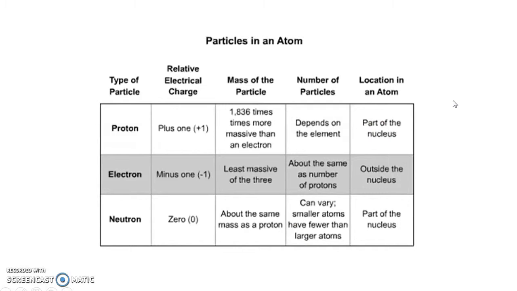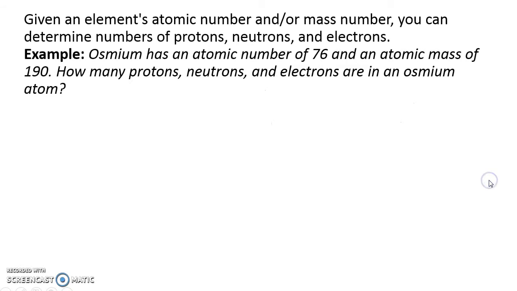If you guys want to pause right here and review, this chart pretty much sums up everything I just talked about. And now I'm going to do 3 example problems for you guys. So given an element's atomic number and/or mass number, you can determine the number of protons, neutrons, and electrons.